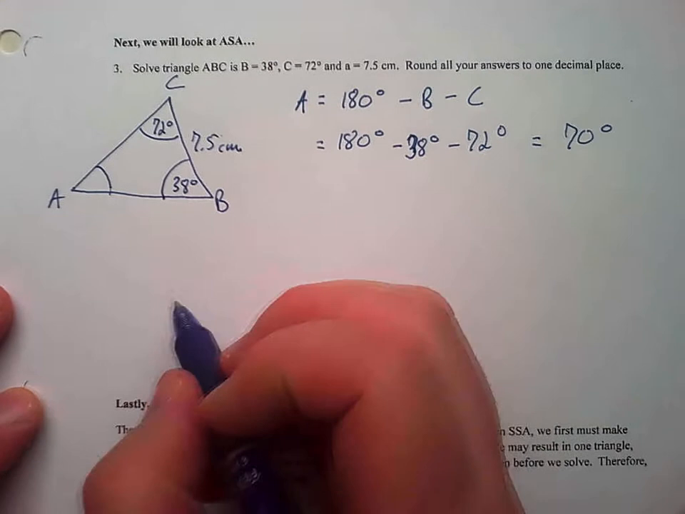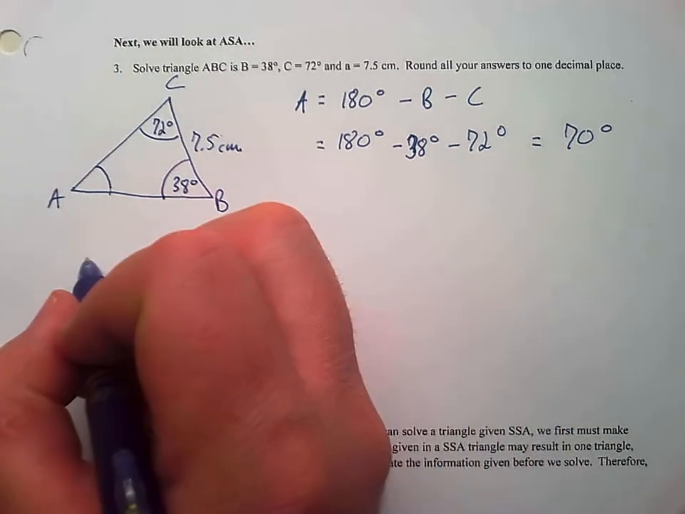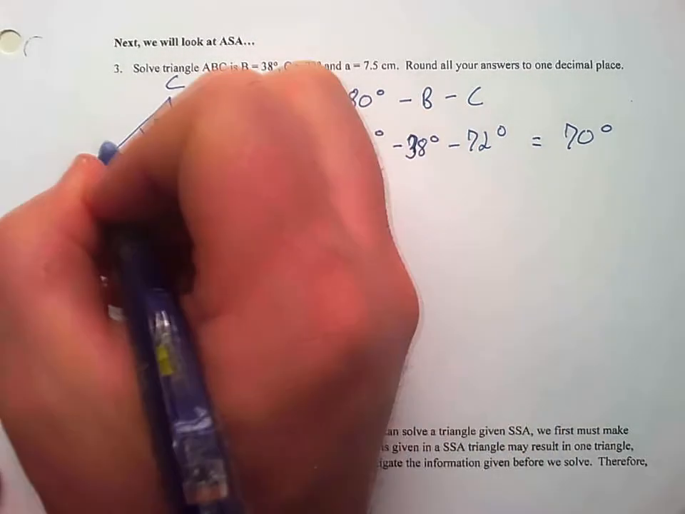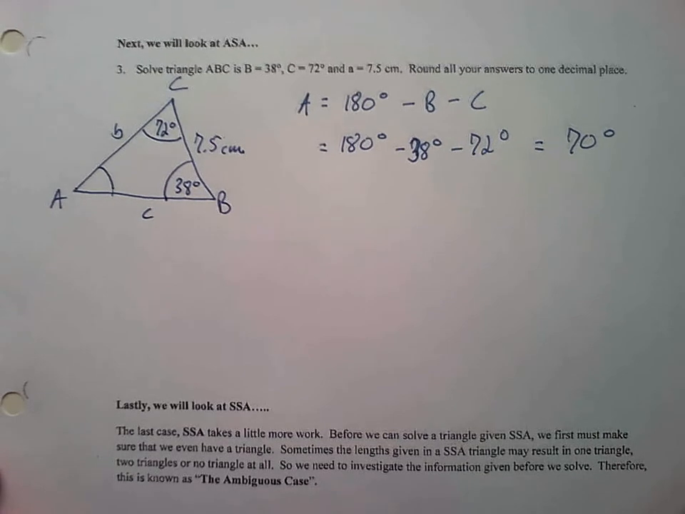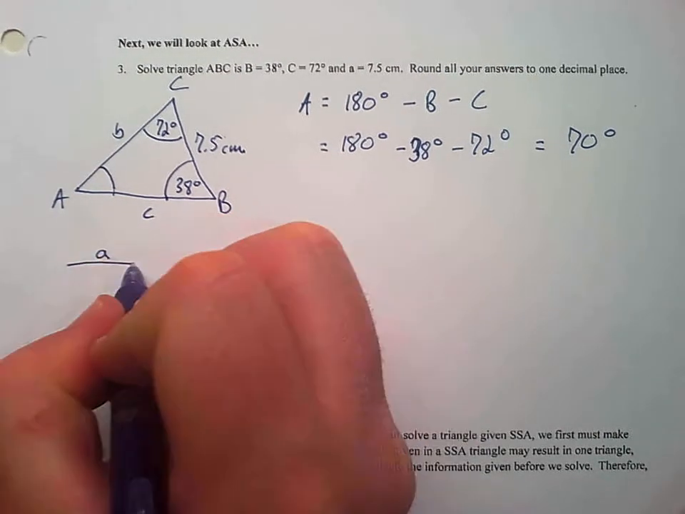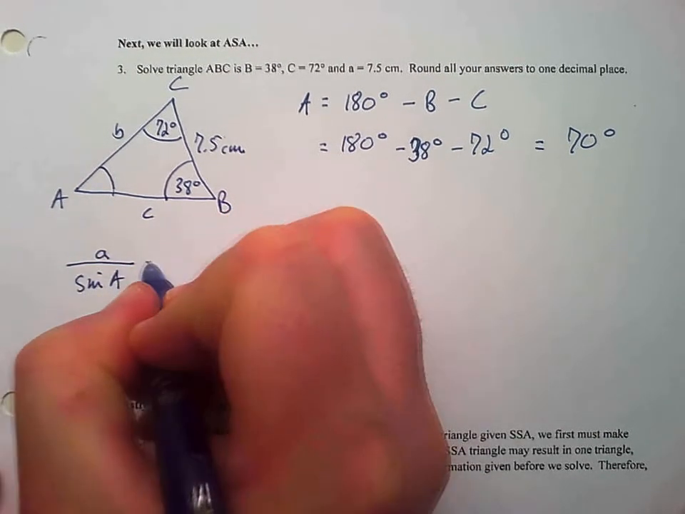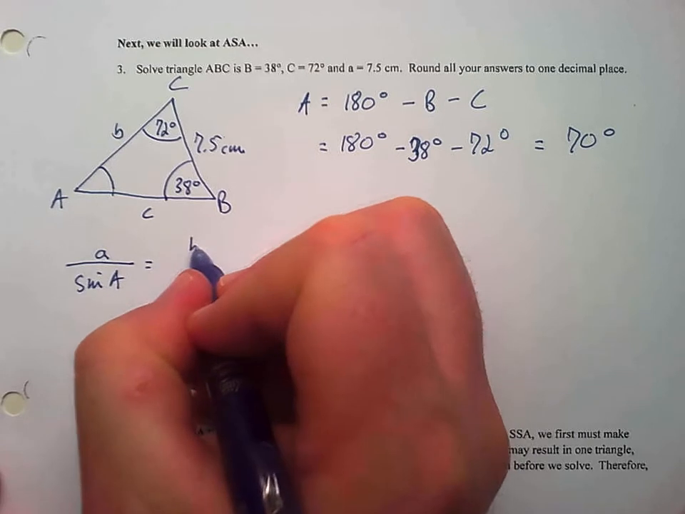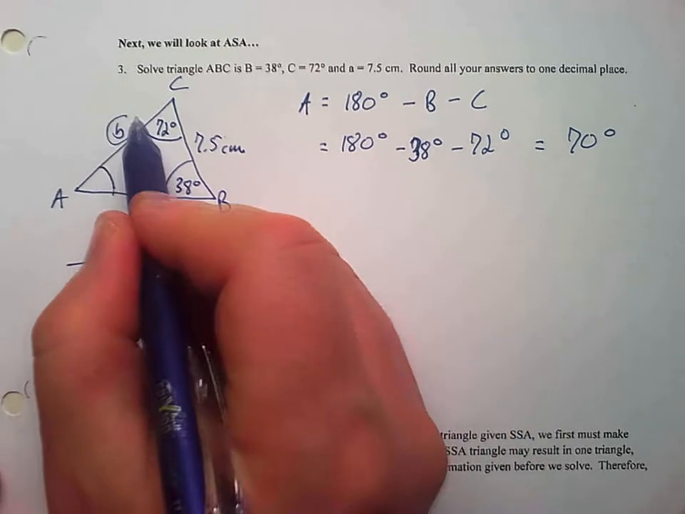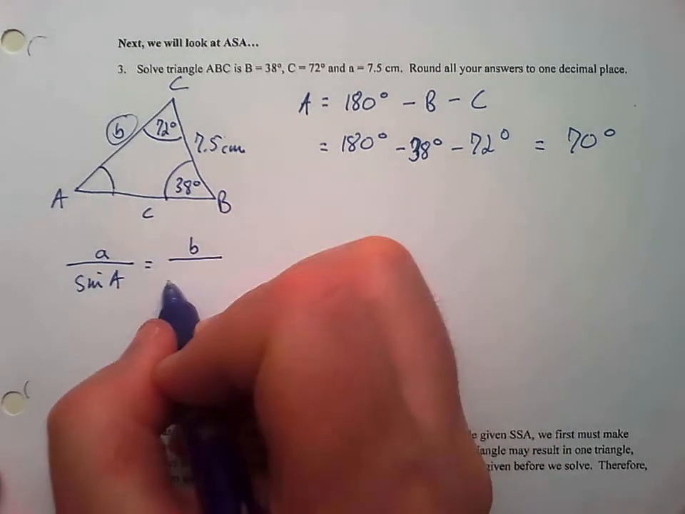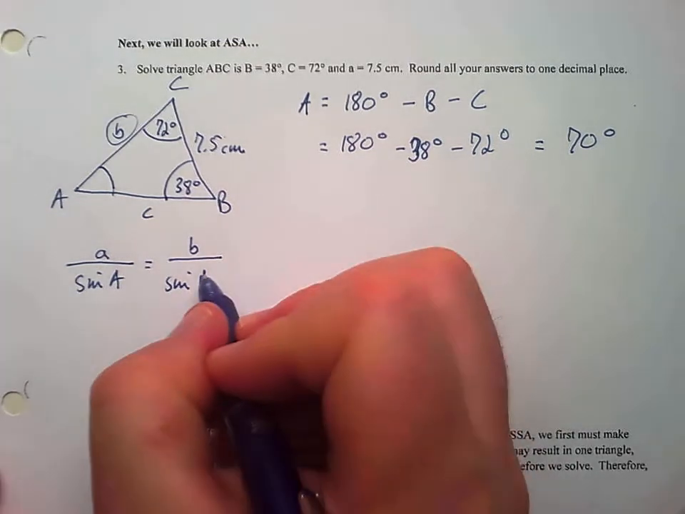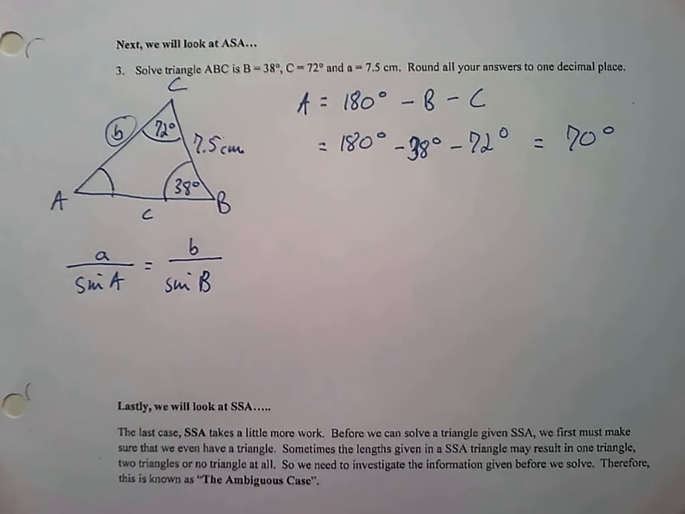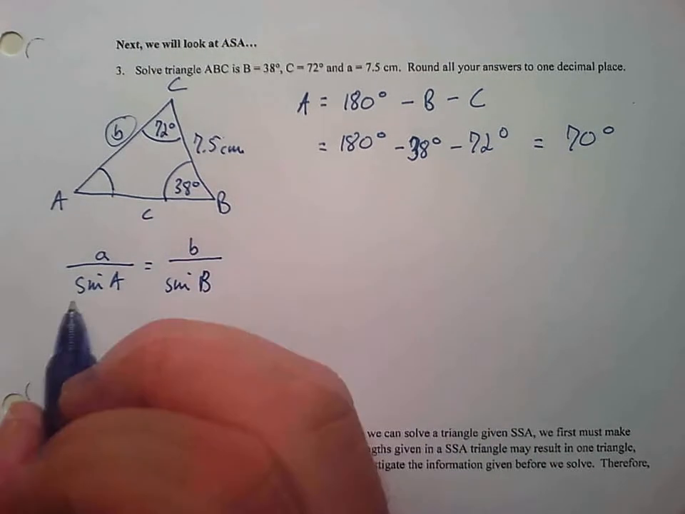Now what we can do is we can take the law of sines. This right here is going to be side B, and this is going to be side C. And we can say that A over the sine of A is equal to, let's try to solve for side B first, B over the sine of B. This is our law of sines. And now we can plug in numbers that we know.